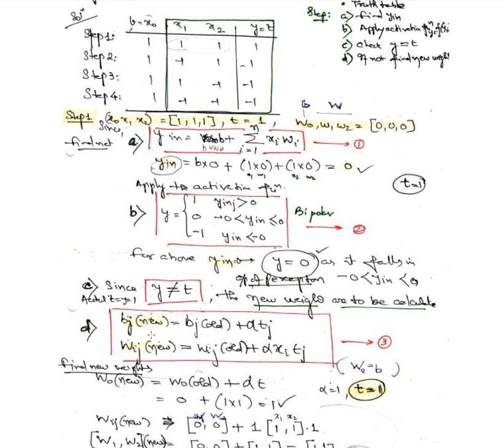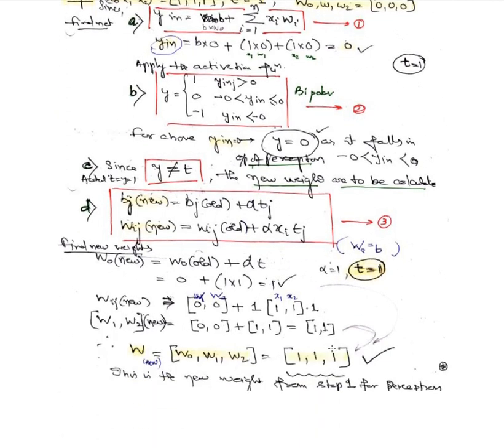How are we doing the weight update? First we will see the bias. Bias new is equal to bias old plus alpha into t, which we have discussed in our previous video series on perceptron. And what is Wi new? That is Wi old plus alpha into x into t. Alpha is the learning rate and t is nothing but your target. So that is what it indicates.